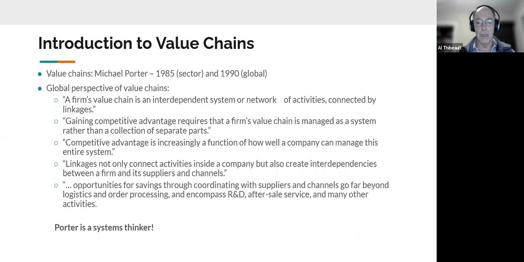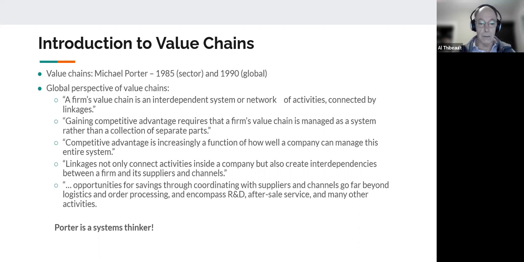Increasingly, the advantage is how well a company can manage this entire system. You get the idea here that 20, 30 years ago, Dr. Porter had been talking about value chains not as a chain. It's not a linear set of activities. It is a system, a network of activities that are used to implement the company's strategy. So it's not a chain.